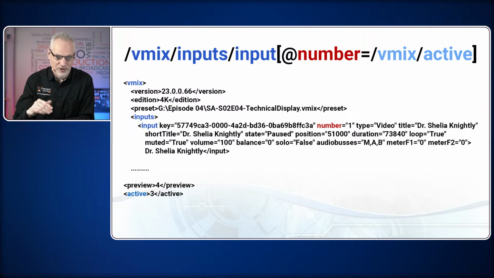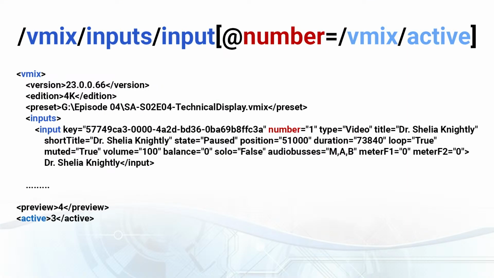The way I set this up is that I follow this XML path where I look at vMix, which was the top thing we see. That's the big bucket that everything is in. Everything's part of vMix. Then I'm saying, I want you to focus now on the inputs. So skip over everything on version, edition, and preset. We're going to focus now on inputs, and I want to focus on one input in particular.